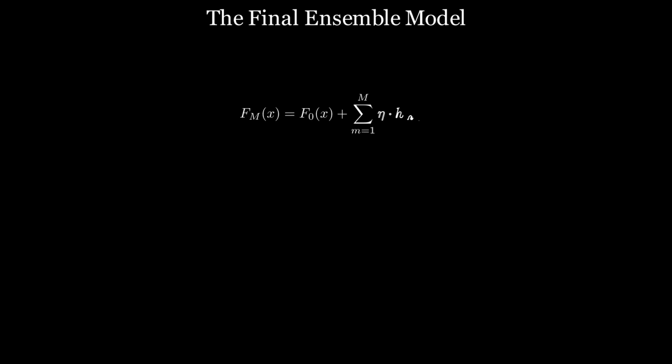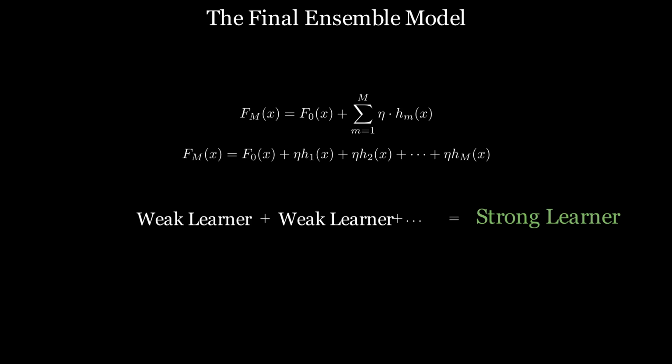After many iterations, say m iterations, the final prediction is the sum of the initial base model and all the small corrections from each tree, scaled by the learning rate. This can be written as our initial guess, plus the contribution from the first tree, plus the contribution from the second tree, and so on. Each weak learner, Hm, only needs to be slightly better than random guessing. By adding them up sequentially, they collectively form a single, highly accurate, strong learner.